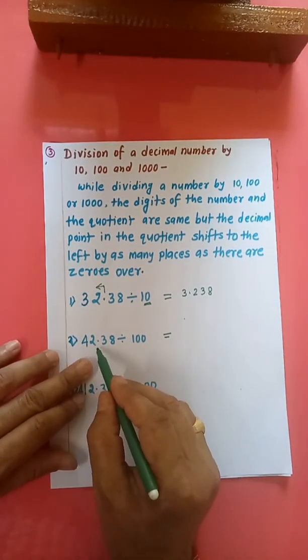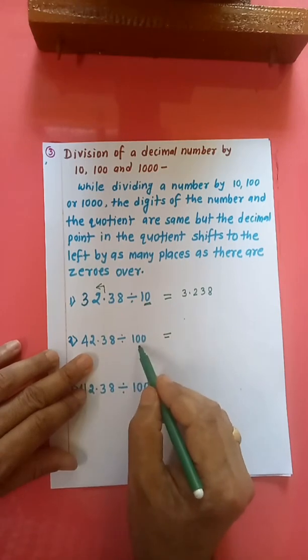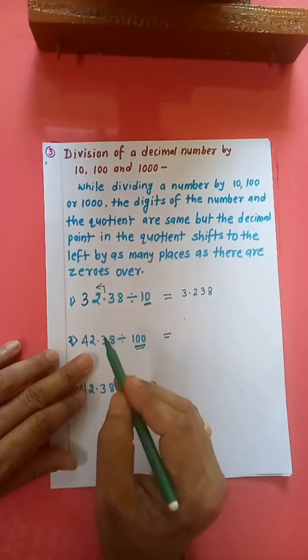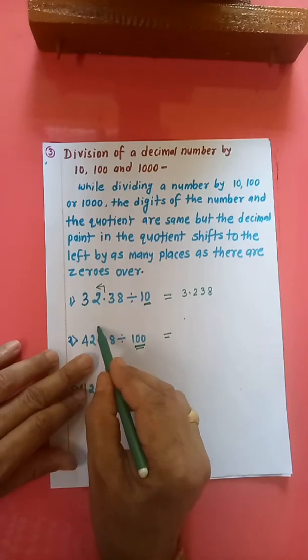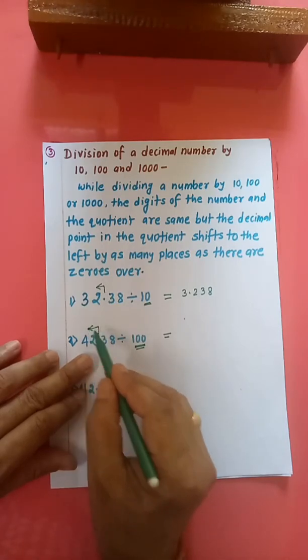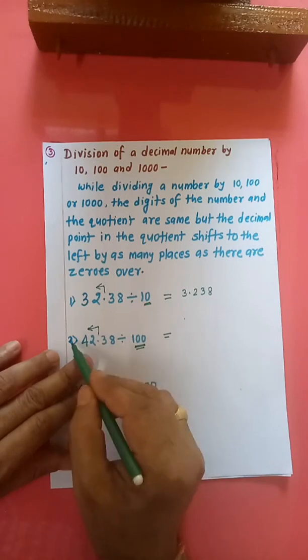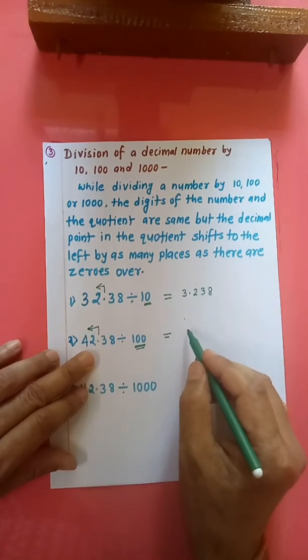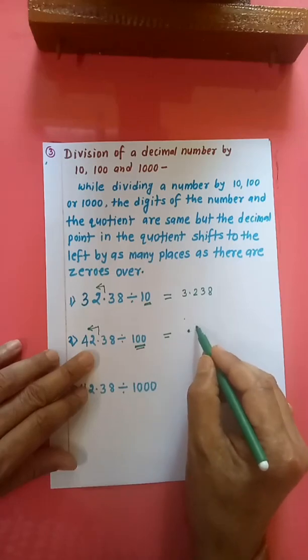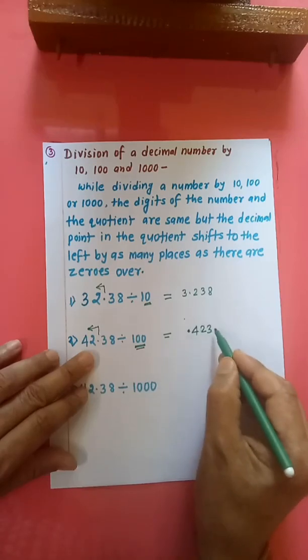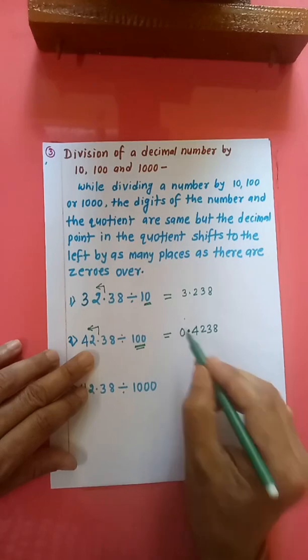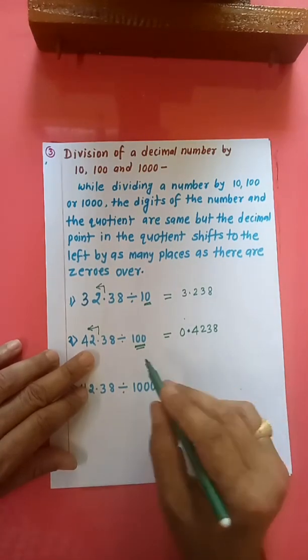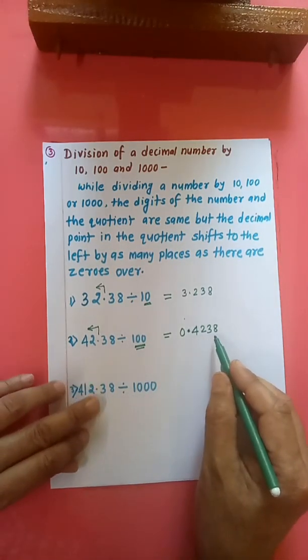Another example, 42.38 divided by 100. Here there are only 2 zeros. So the decimal will be shifted to the left side just before 2 places. So the answer will be 0.4238. So 42.38 divided by 100 is equal to 0.4238.